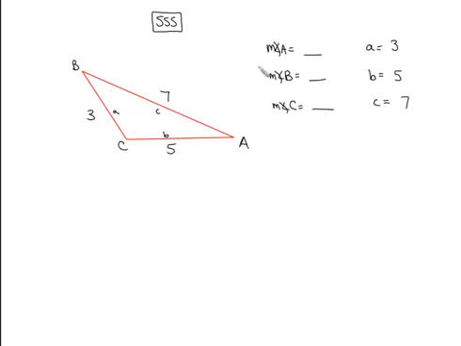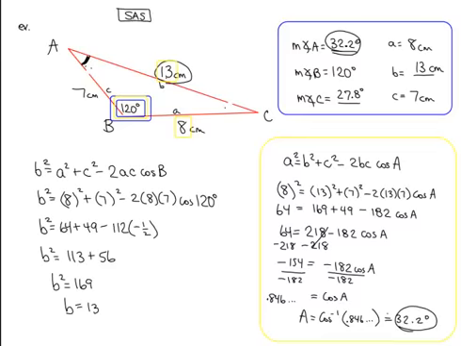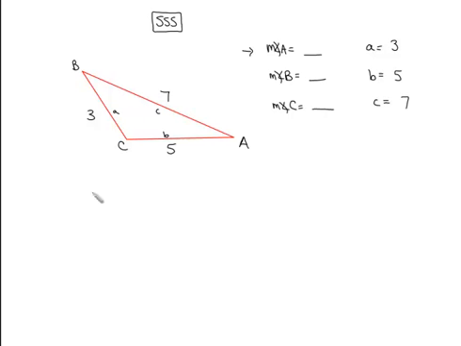It is up to you which of these angles you look for first. I'm going to go in alphabetical order. I'm going to find the measure of angle A first, which means I need to go back here and use the one that has capital A in it, since that's what I'm trying to solve for. So we know that little a squared is equal to b squared plus c squared minus 2bc cosine of A.